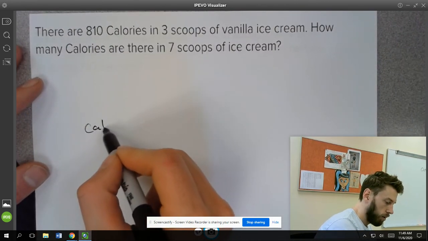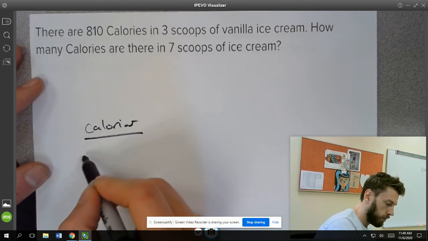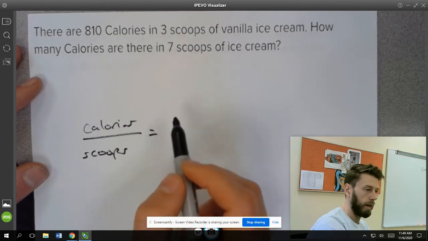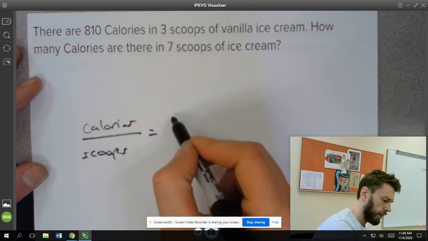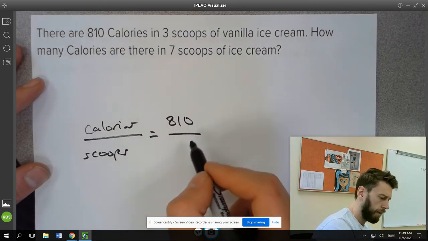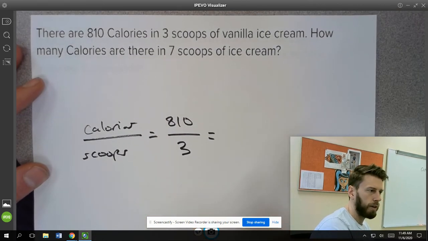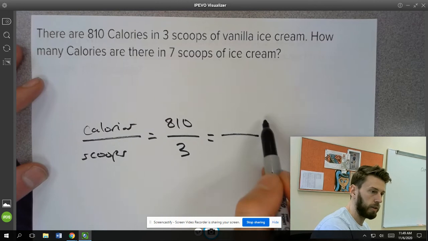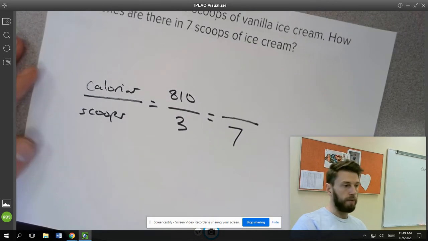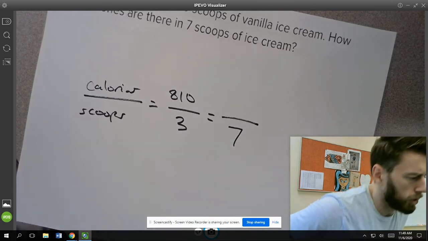So let's go calories, scoops. Okay? If we know that there's 810 calories in 3 scoops, then we need to figure out how many calories there are. Calories go up top, and that's what we don't know. How many there are in 7 scoops. So we end up in this position here.